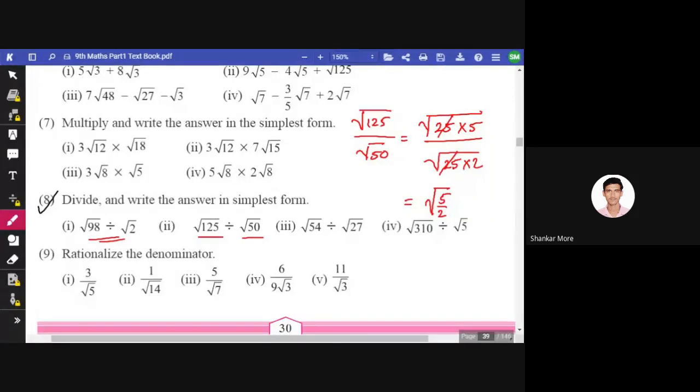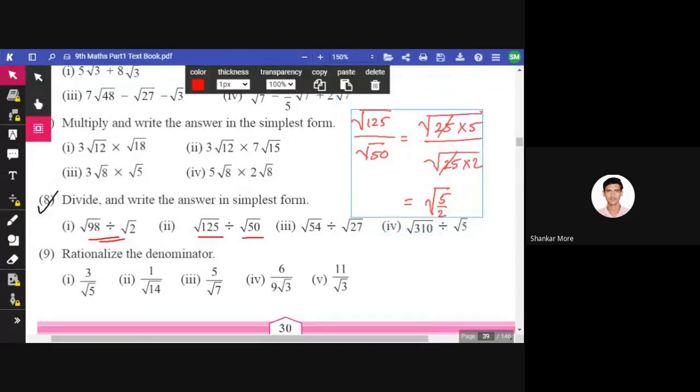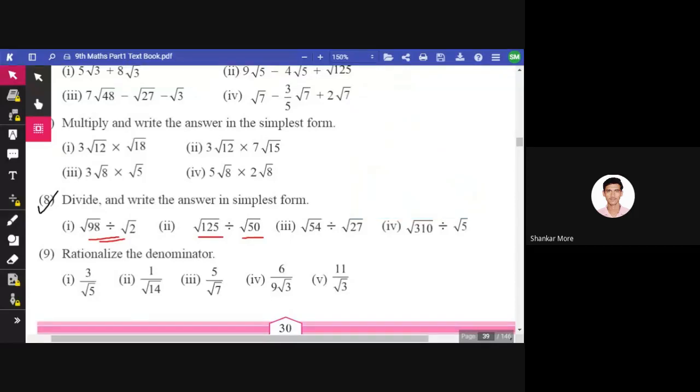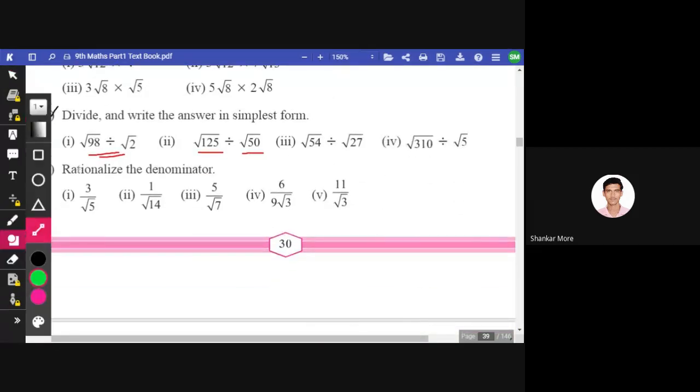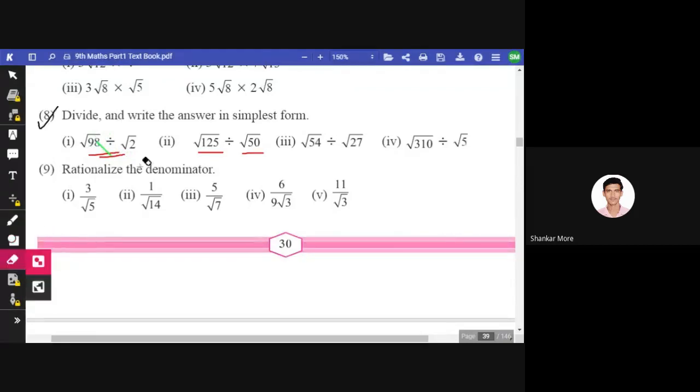Okay, fine. In the same way we have to solve all the others. So you can solve the rest yourselves. Now rationalize the denominator. Here we have to rationalize the denominator. So how do we do it? We just have to multiply and divide by the rationalizing factor. What will be the rationalizing factor for the first one? It will be root of 5 only.